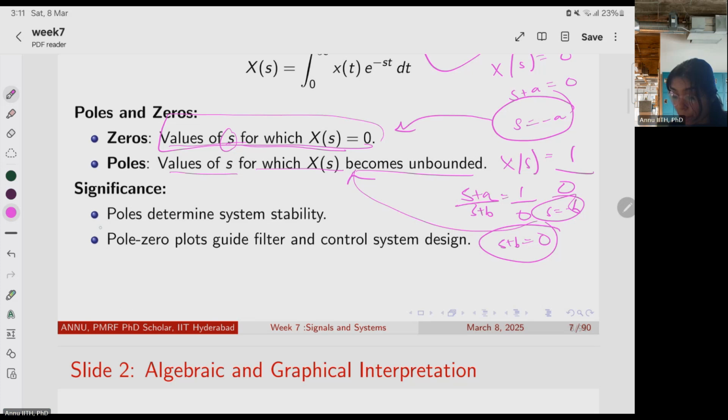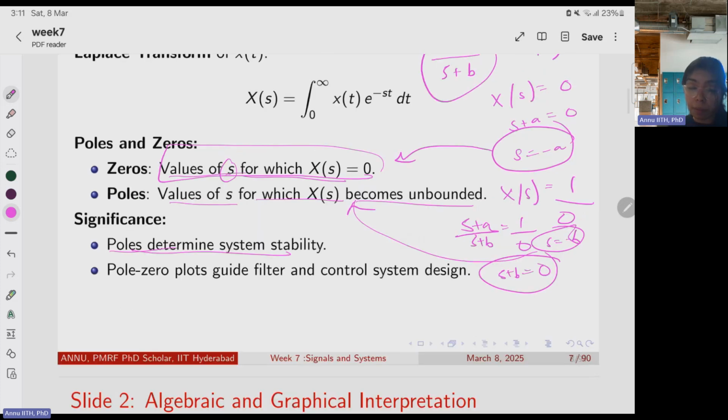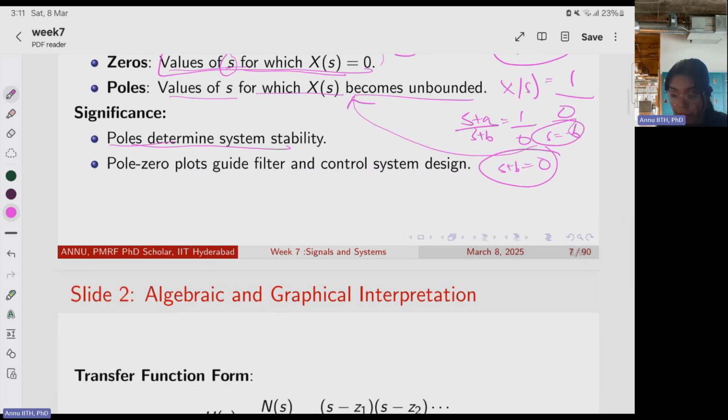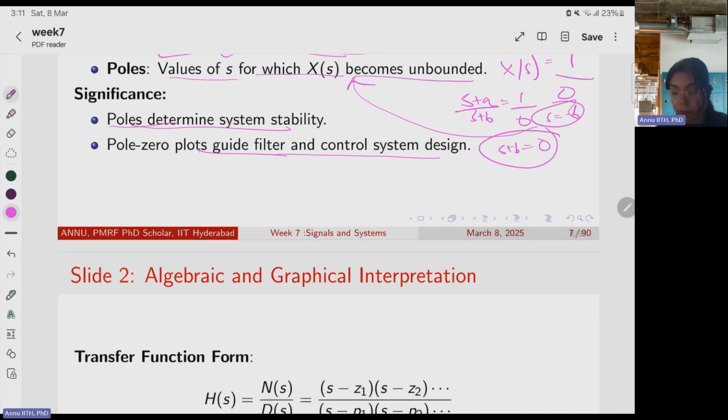The significance is that poles determine the system stability because they give the unbounded behavior. Suppose the system has bounded or unbounded characteristics, what will the convergence be? So the system won't be bounded, won't be unbounded. In that case, pole-zero plots guide filter and control systems design. Okay.